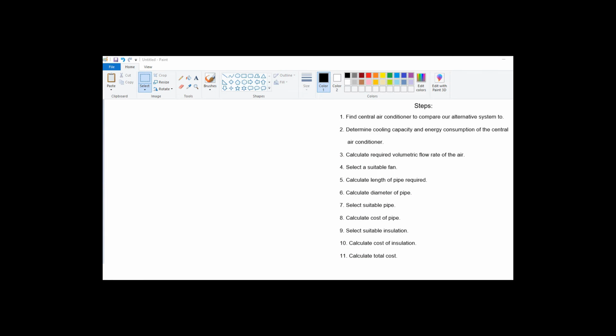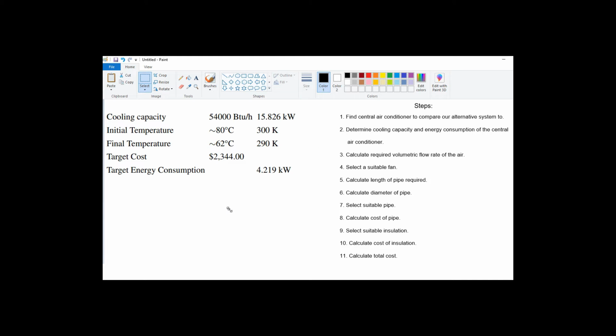And so this air conditioner has a cooling capacity of 54,000 BTU per hour, which corresponds to almost 16 kilowatts, and it uses 4.2 kilowatts of electricity. Another assumption we made is that we wanted to cool the house from around 80 degrees Celsius to around 62 degrees Celsius, because that corresponded to 300 Kelvin to 290 Kelvin, which would be nice numbers to do calculations with, and it seemed reasonable for our scenario.